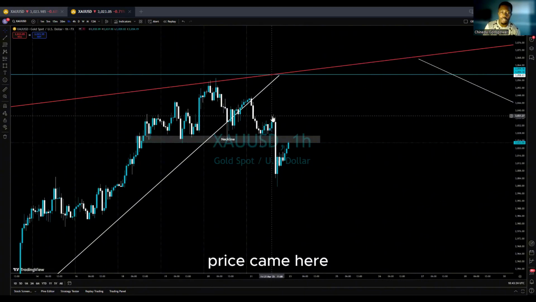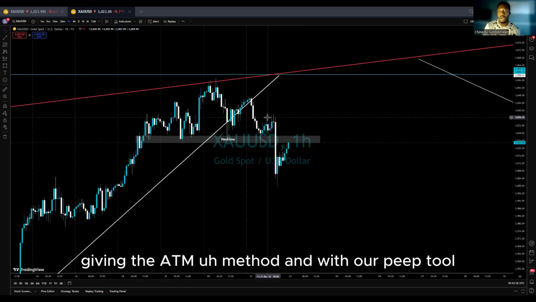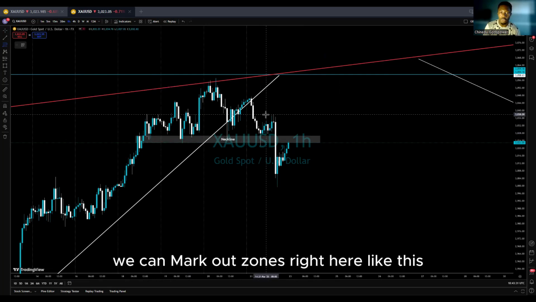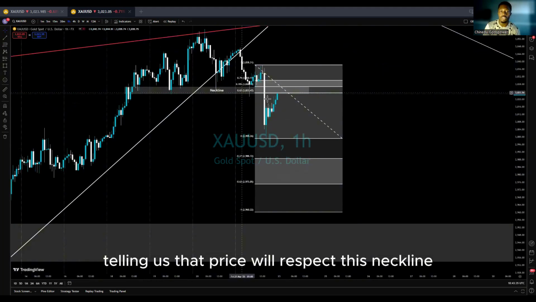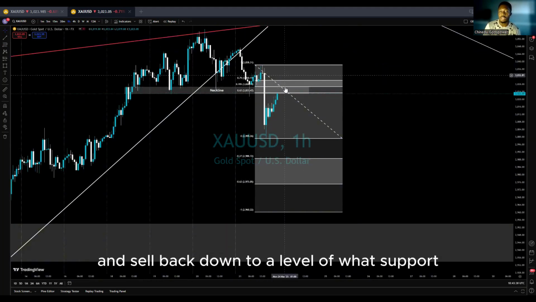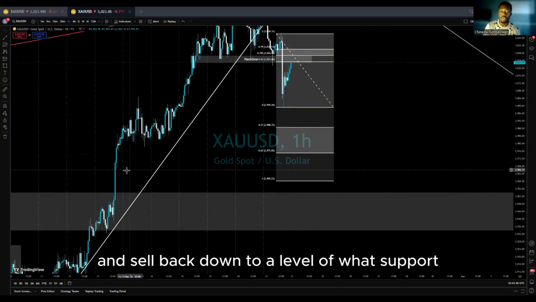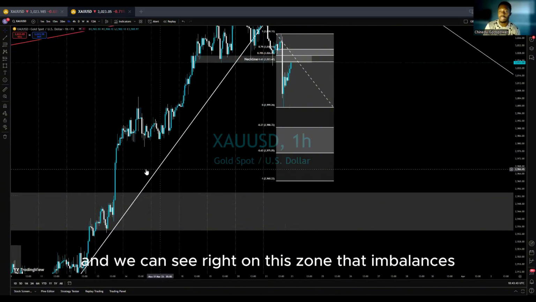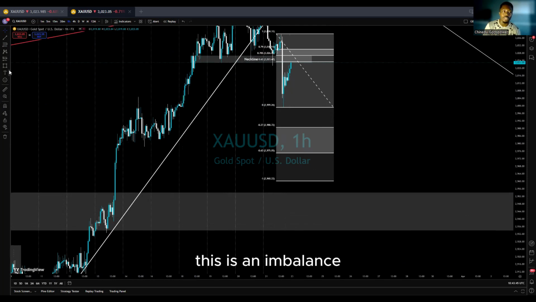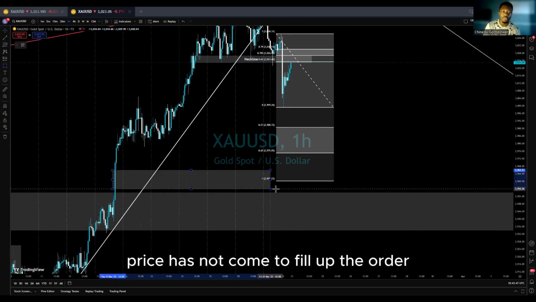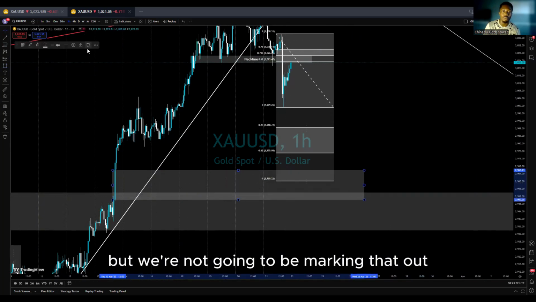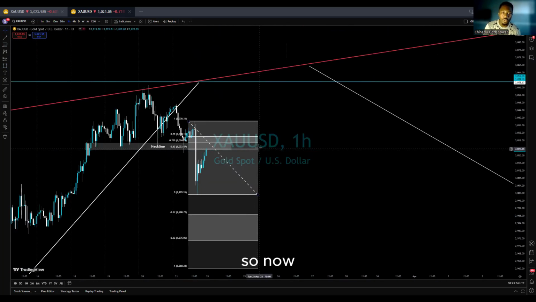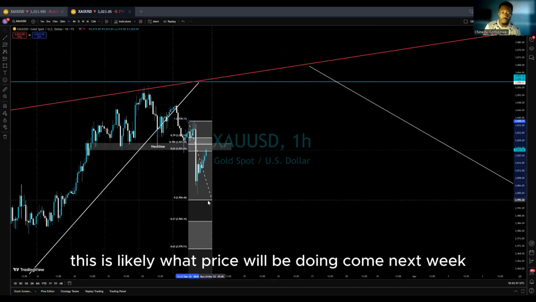change of character. Price came here, giving us the ATM method, and with our flip tool we can mark out zones right here like this, telling us that price will respect this neckline and sell back down to a level of support. And we can see right on this zone imbalances that price will be attracted to, right? This is an imbalance. Price has not come to fill up the order. You can see this right here. It's an imbalance, but we're not going to be marking that out. So now this is likely what price will be doing come next week.